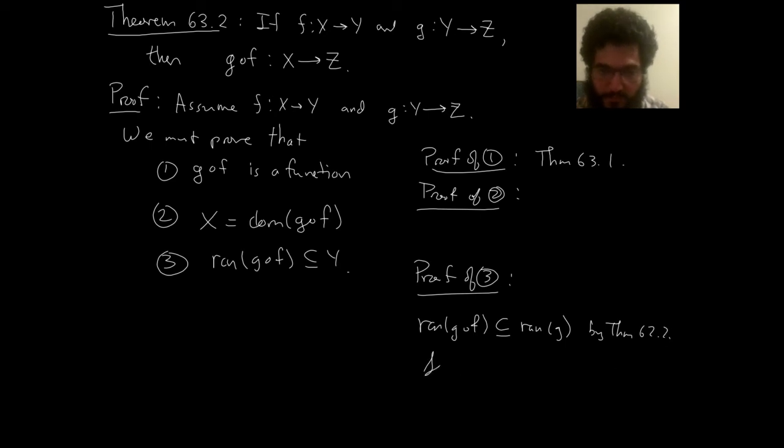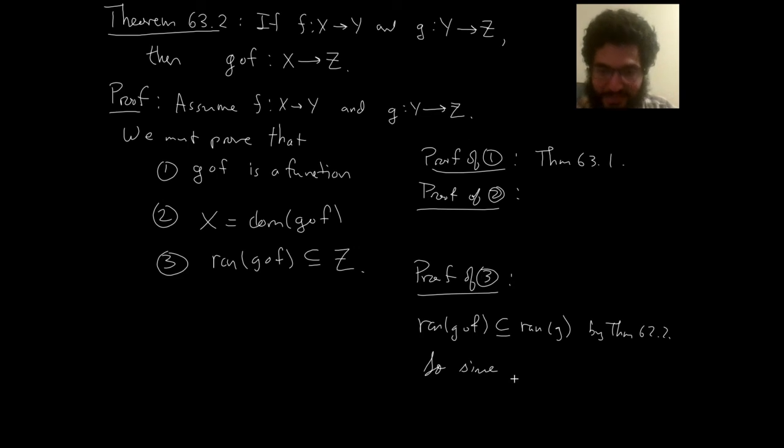So since the range of G is a subset of y, a subset of z, what? Okay, I need to prove this, right? So I need to prove that this is a function, its domain is x, and its range is a subset of z, not y. This is a typo. Or an error, a mistake, not a typo. Okay, so this is really what I want to prove.